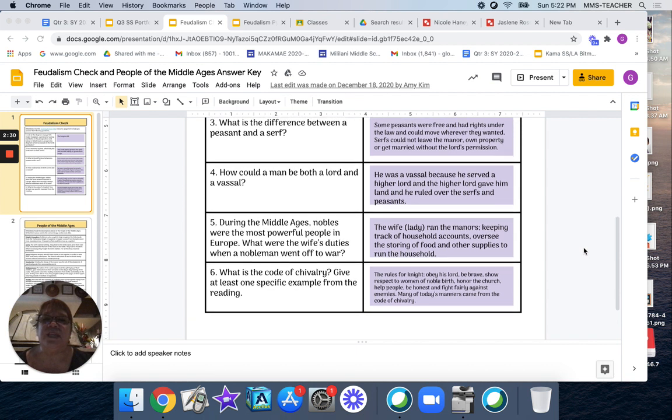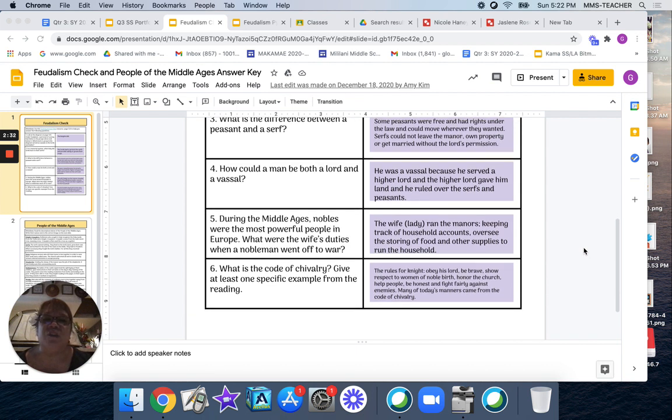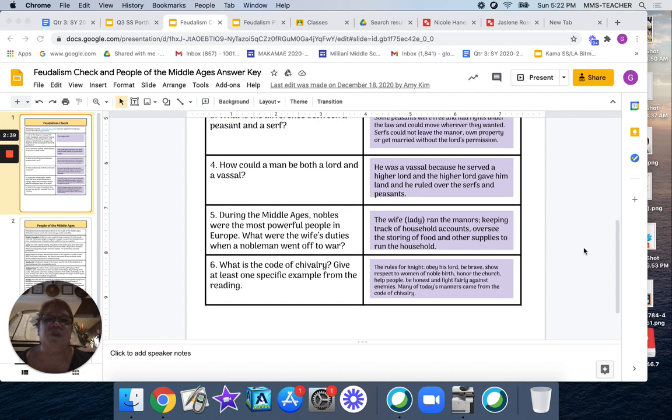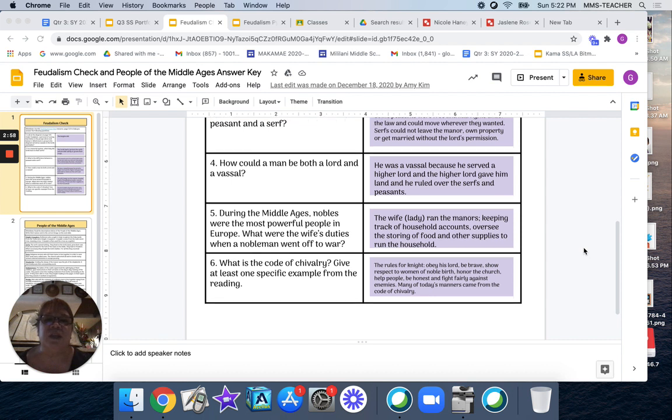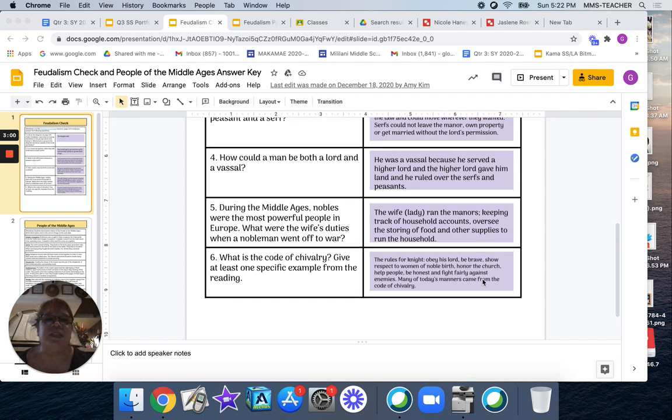Okay, number 6. What is the code of chivalry? Give at least one specific example from the reading. Okay, the code of chivalry is the rules for a knight: obey his lord, be brave, show respect to women of noble birth, honor the church, help people, be honest, fight fairly against enemies. Many of today's manners came from the code of chivalry. Okay, so you just needed to list at least one.